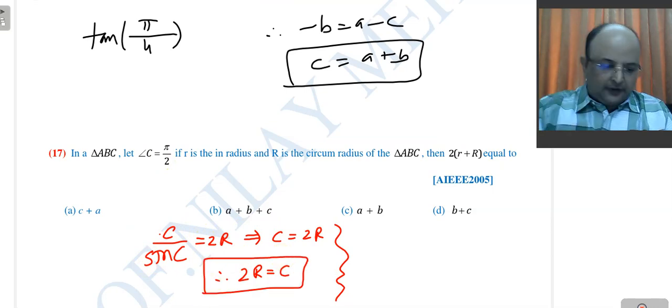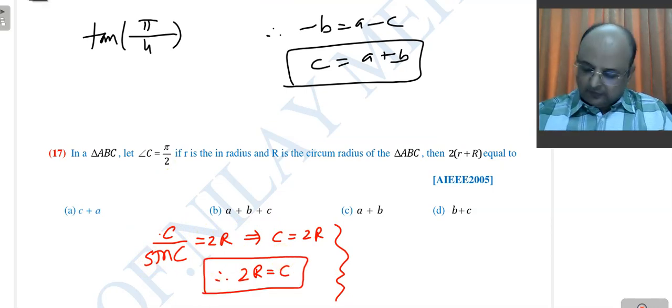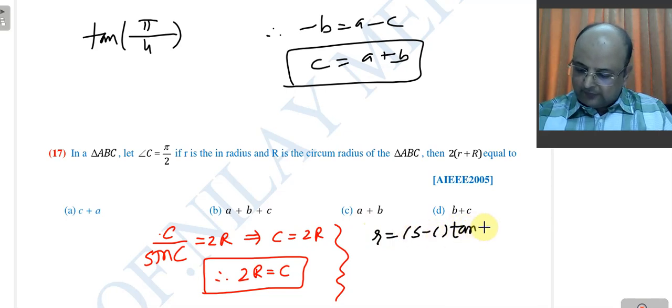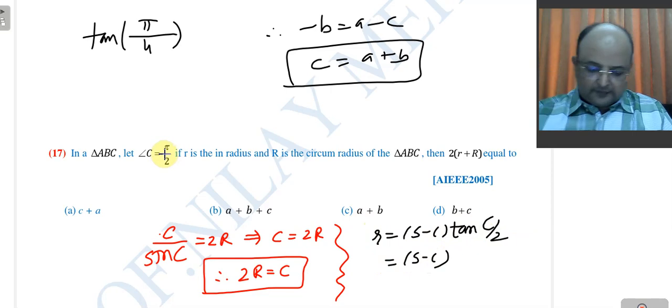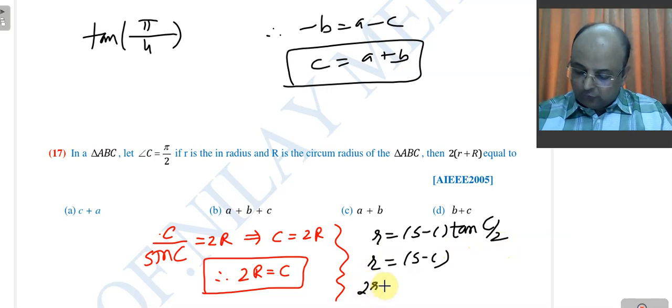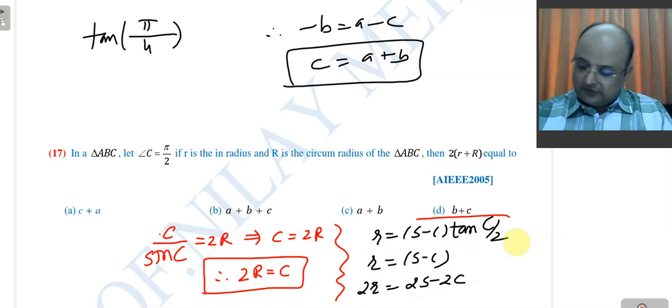I try to find out your small r. Well, I know that r equals s minus c tan c by 2. This is a formula, if you recall. I taught you this in 11th. Okay, so this is s minus c. C is pi by 2, so this is tan of pi by 2 by 2, tan pi by 4 is 1. So this is r, but I need 2r. So 2r equals 2s minus 2c. If you observe, if you don't know this formula, then it is finished. Be careful.